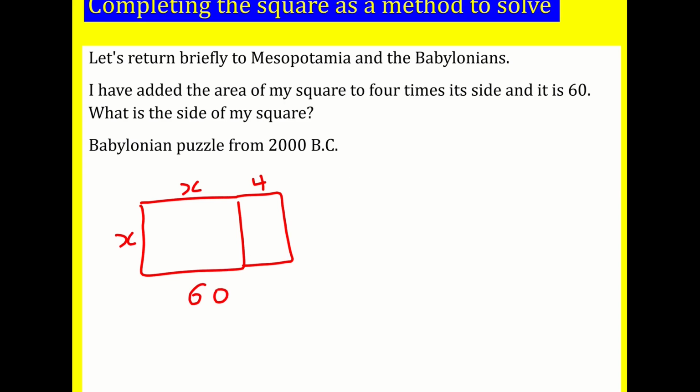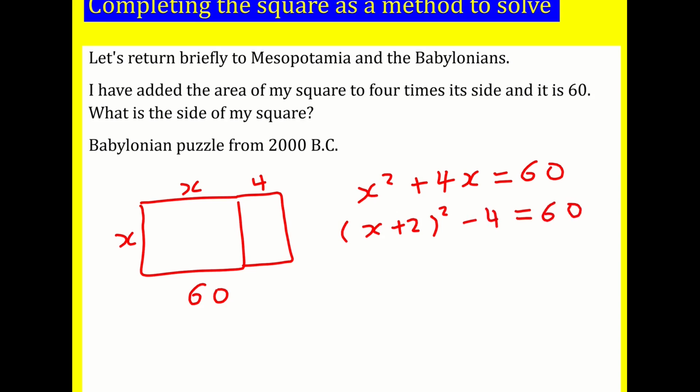So let's get away from the geometry problem. We have dealt with that. Essentially, we're trying to solve x squared plus 4x equals 60. This is our modern algebraic notation. And this is how we can do it. We can complete the square just like we did previously. It's going to be (x plus 2) squared minus 4 equals 60.